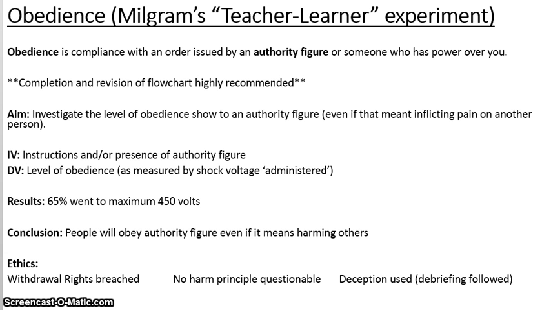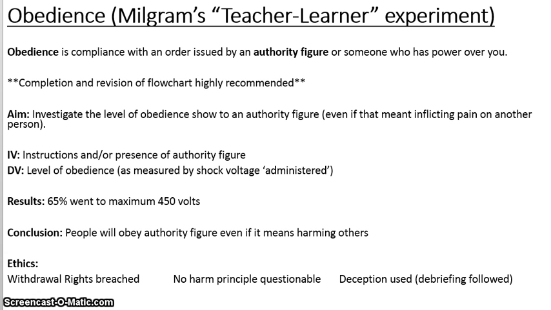Okay, so in this initial seminal study, there were 40 participants. They were all male participants. They were from a range of different walks of life. There were professionals, there were labourers, unskilled, skilled workers, and so forth. Of the 40 participants, 26 of them, or 65%, went to the maximum 450 volts. So the conclusion that Milgram drew from that was that people will obey an authority figure even if it means harming others.